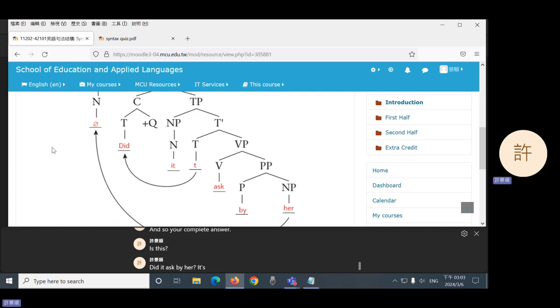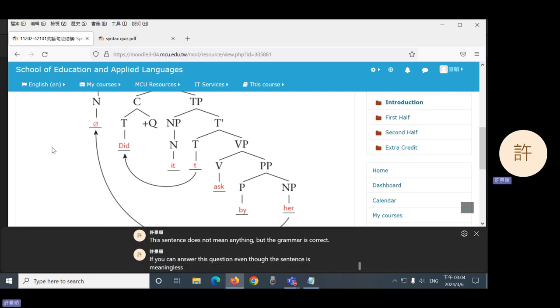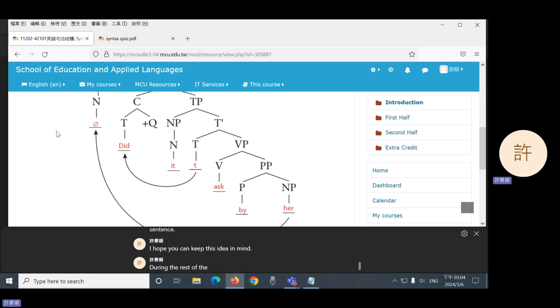It's meaningless. This sentence does not mean anything, but the grammar is correct. If you can answer this question, even though the sentence is meaningless, you will have mastered the key skill in learning grammar. It's not about what the sentence says. It's about the structure of the sentence. I hope you can keep this idea in mind during the rest of the semester.